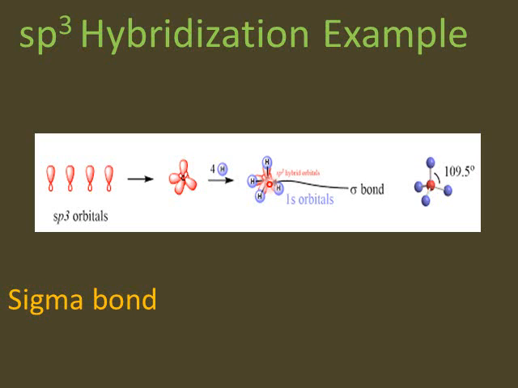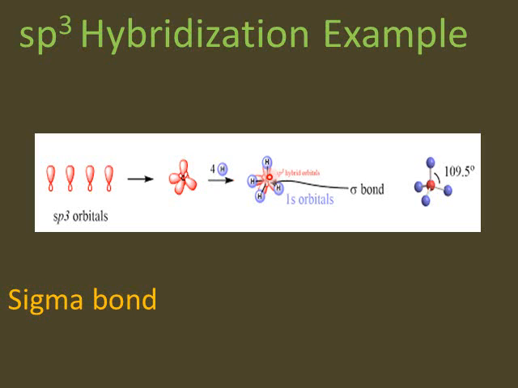So this is an example of sp3 hybrid orbitals. The bond which is formed between carbon and hydrogen is a sigma bond. And in sp3 hybridization, the angle is 109.5, while the geometry is tetrahedral. So here it's very easy to understand that carbon is acting as a central atom.